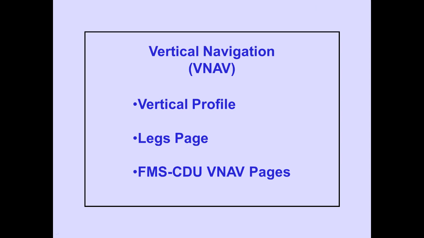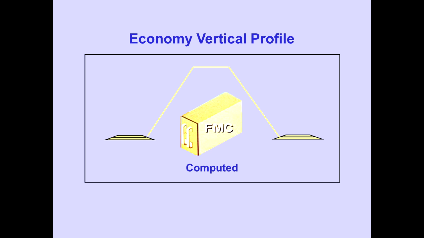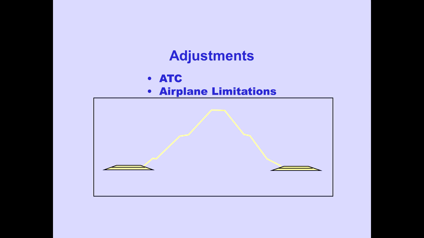In this module, we will discuss the vertical profile, the legs page, and the FMS CDU VNAV pages. VNAV refers to FMC navigation along a vertical path. The best economy vertical profile is computed by the FMC. Adjustments can be made to the vertical profile as necessary to remain within air traffic control and airplane limitations. These adjustments can be made on the legs page.